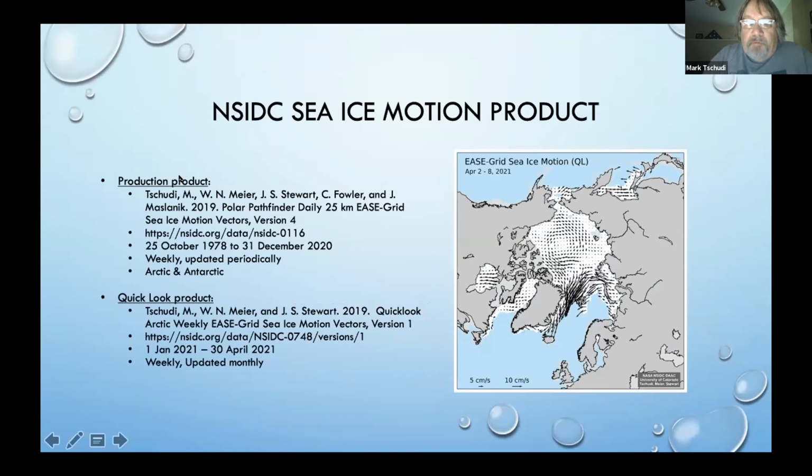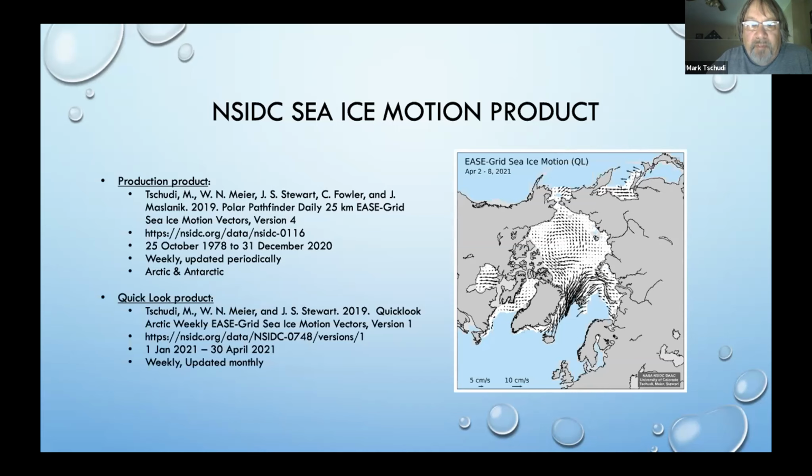First I'll start with a couple details on the sea ice motion product. Some of you are probably familiar with this, but others may not be. First of all, we have two products for motion and age. One product is what we call the production product, and that is our final product. The other one is called the Quick Look product. These are both archived at the National Snow and Ice Data Center.